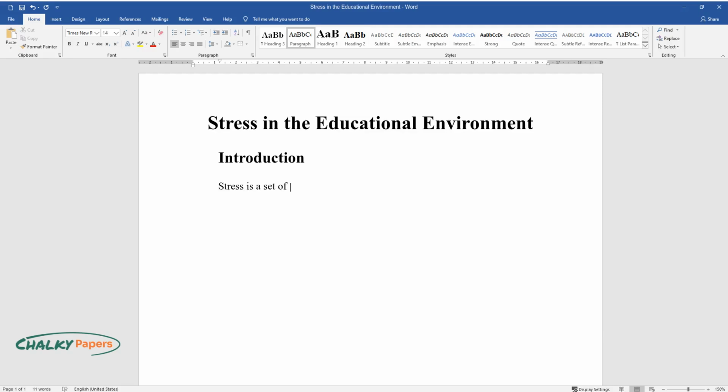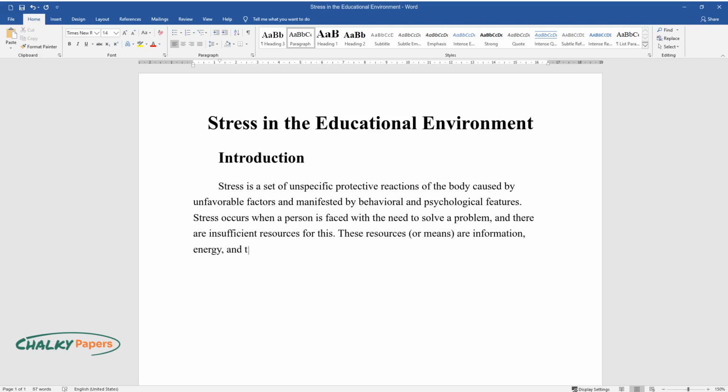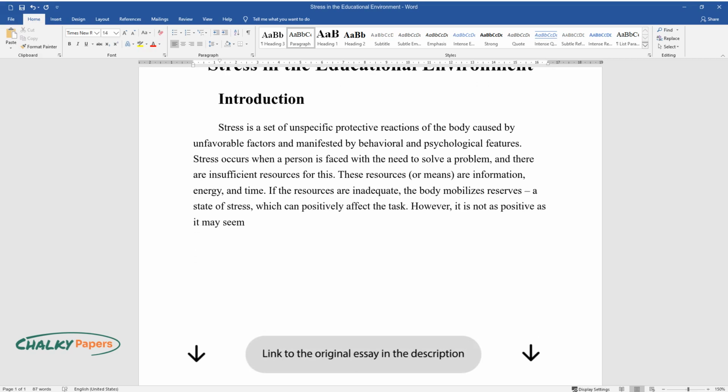Stress is a set of unspecific protective reactions of the body caused by unfavorable factors and manifested by behavioral and psychological features. Stress occurs when a person is faced with the need to solve a problem, and there are insufficient resources for this. These resources, or means, are information, energy, and time. If the resources are inadequate, the body mobilizes reserves, a state of stress, which can positively affect the task. However, it is not as positive as it may seem.